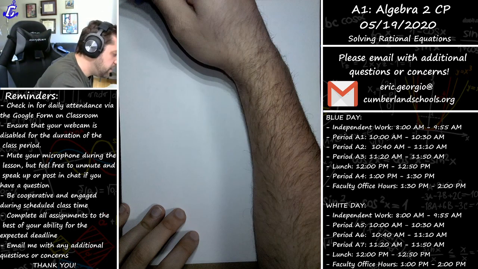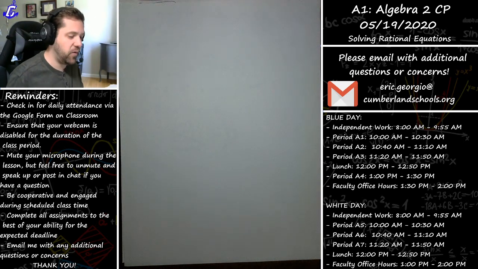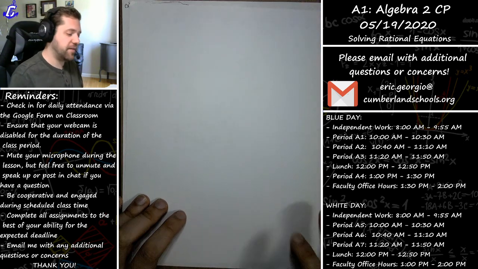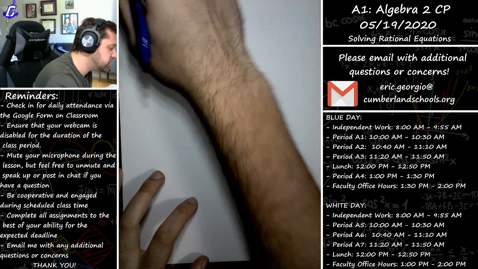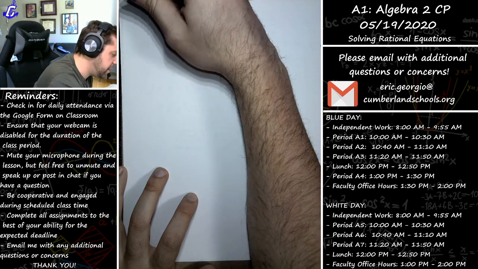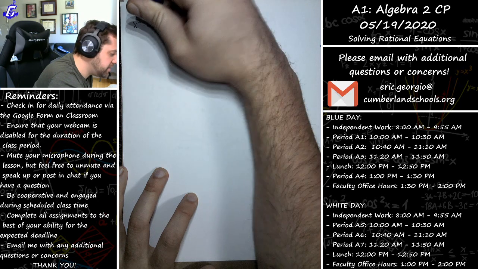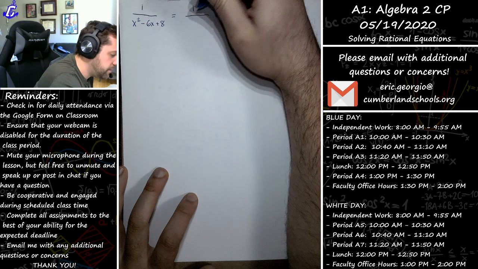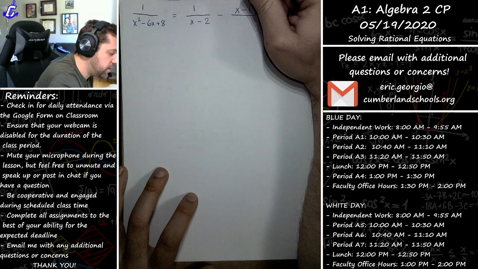Ready? This one, speaking of which, this one I'd really want to emphasize distributing that negative. That's the point of this problem. The point of the first problem was to show you an extraneous solution. The point of the second problem was to deal with whole numbers and variables just by themselves. The point of the third problem is I'd like to show distributing negatives. I'd really like to emphasize that. I got 1 over x squared minus 6x plus 8 is equal to 1 over x minus 2 minus the quantity x minus 1 over x minus 2.